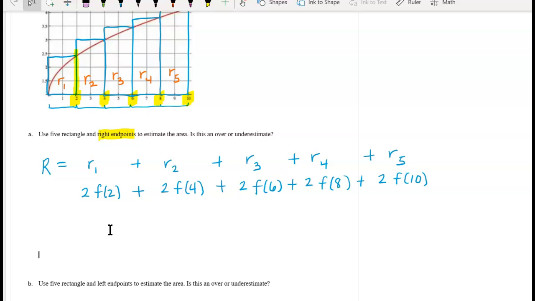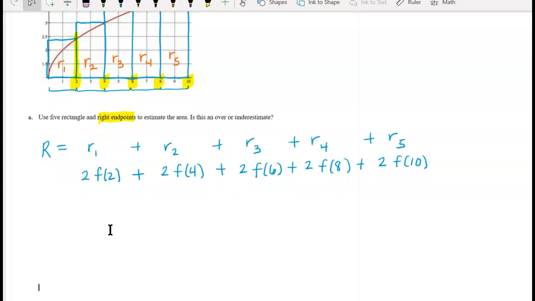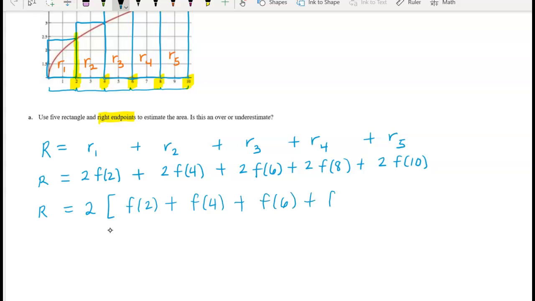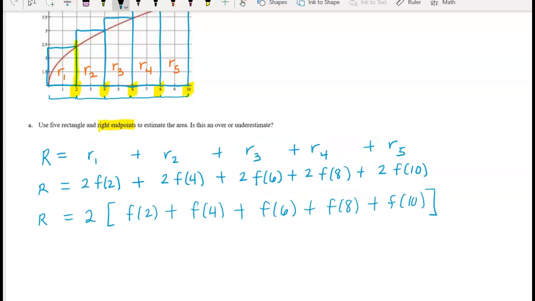Now, as we move forward, you'll notice that each of the bases are the same, so maybe we could factor that out to the front and just add up the function values. So I'll do that. I'm going to bring a 2 out to the front, and I'm taking f of 2 plus f of 4. This is just maybe a faster way to calculate what we're looking at. So I'm going to make rough estimates of what the values are.